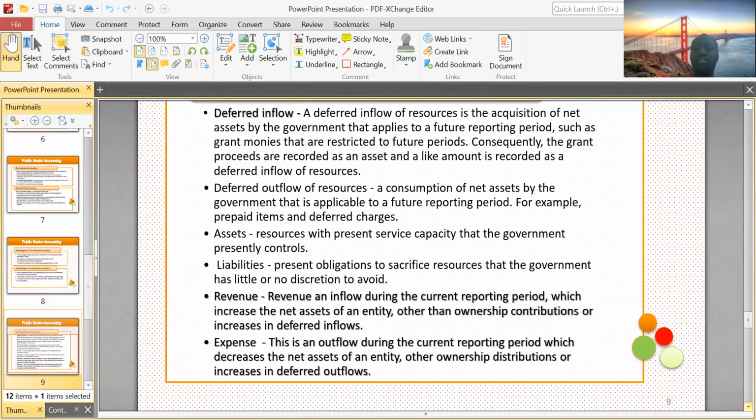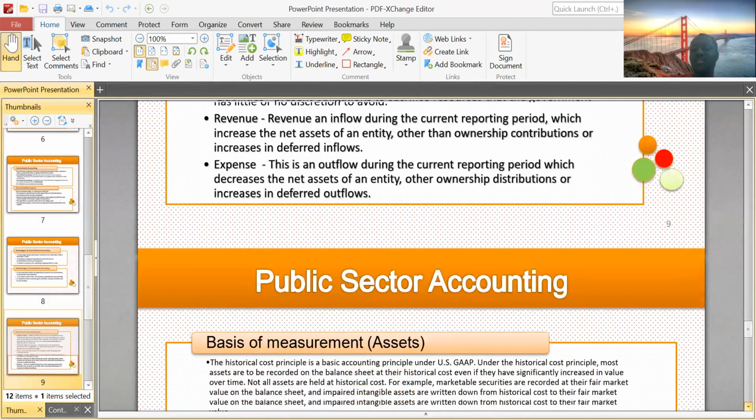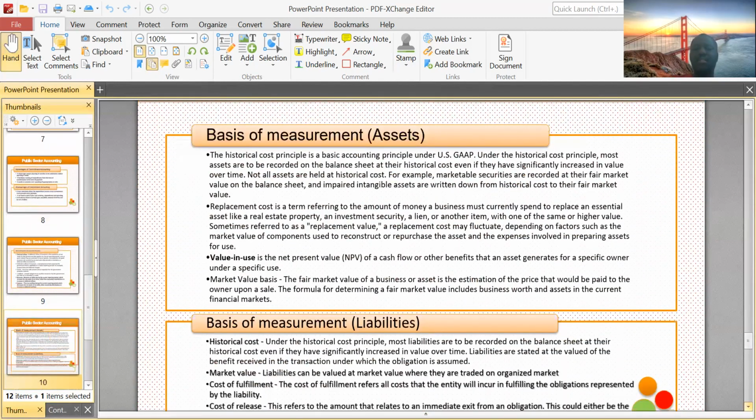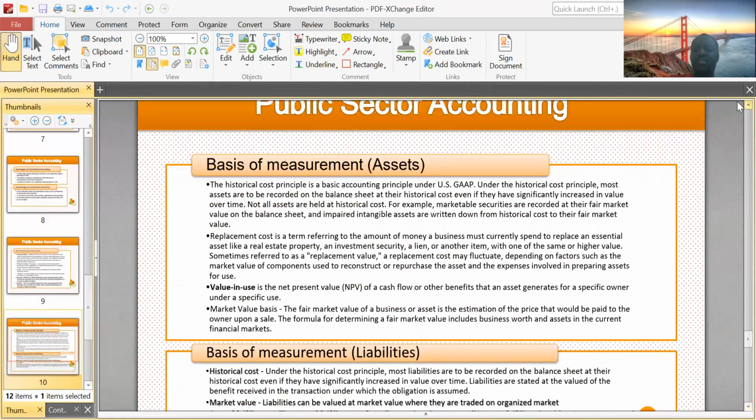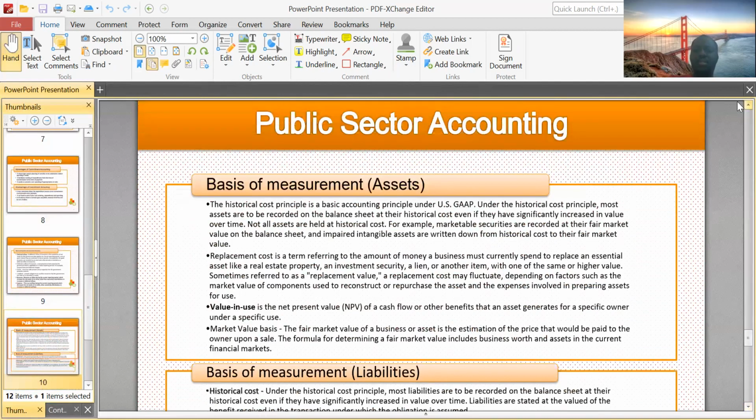Then let's talk about revenue. Revenue is simply an inflow which increases the net assets of an entity. Then an expense is an outflow which decreases the net assets of an entity. Very, very simple definitions. Yeah, so it's getting interesting. I hope you are following along with me. And I'll take you through this bit by bit as I've always promised.